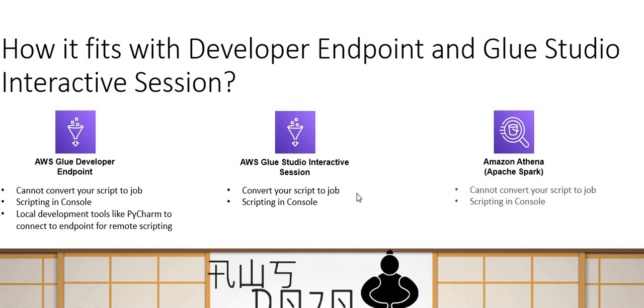And now I have got Apache Spark with Athena, where you cannot convert your script to a job. Again, you can write your script, but at the end of the day, if you want to convert that into a job, then you have to copy paste the code and do other configuration to convert that into a job. In this case, again, you have to script in the console itself. You cannot do any local or remote development with Amazon Athena. So that's how these three capabilities fare against each other at a very high level.